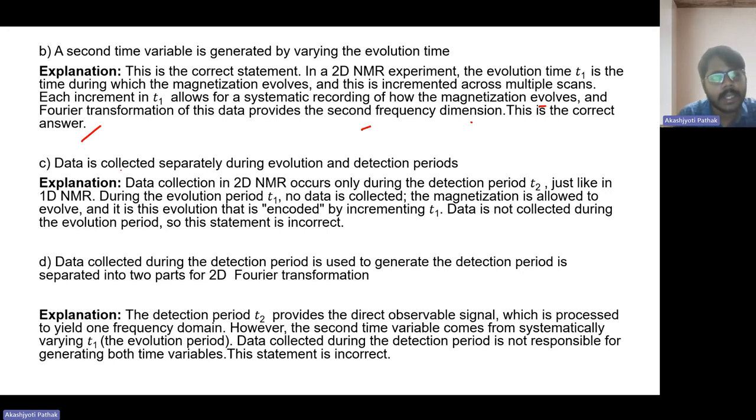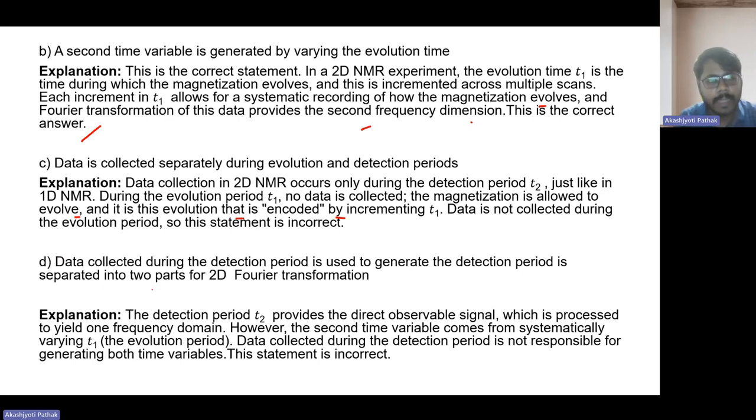Then option C, data is collected separately. No, you do not collect data separately. During the evolution period T1, no data is collected. The magnetization is allowed to evolve, and it is this evolution that is encoded by incrementing T1. So data is not collected during the evolution period, and this statement is wrong.